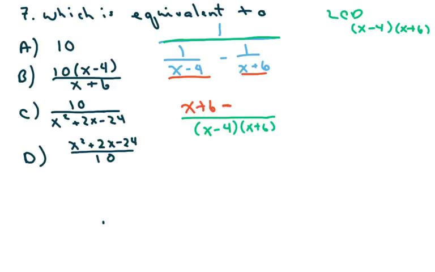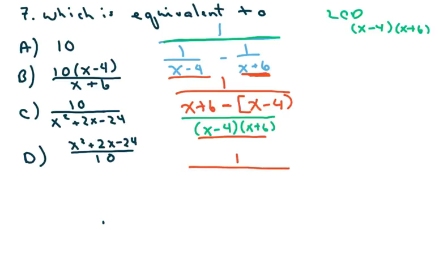Minus, and what's missing from here? This is your old denominator. Here's your new. And so the x minus 4. So it's minus, and don't forget to put parentheses here. x minus 4. Okay, and this is all, again, under this 1. So I'm going to simplify this. You get 1 over x plus 6 minus x plus 4 over x minus 4 times x plus 6.